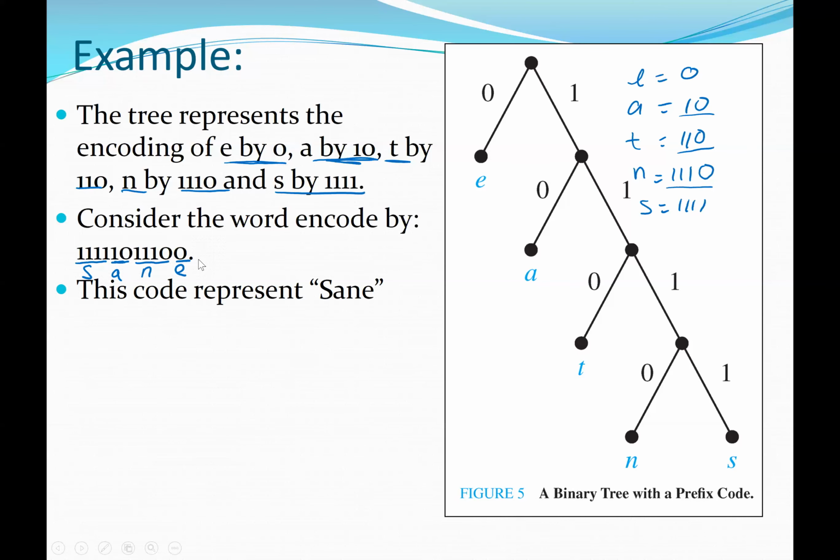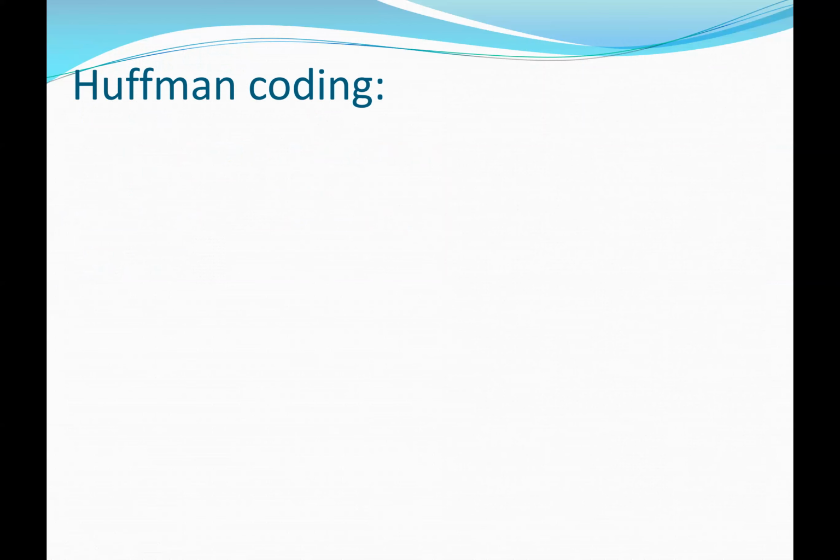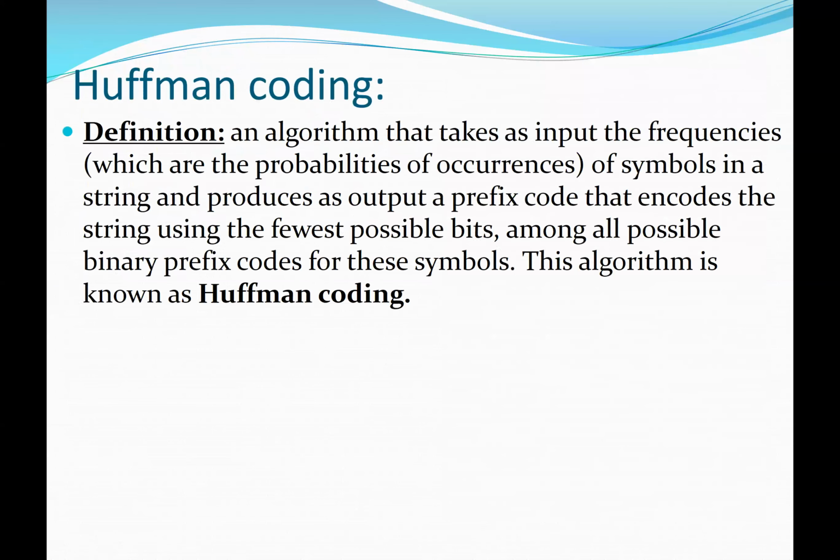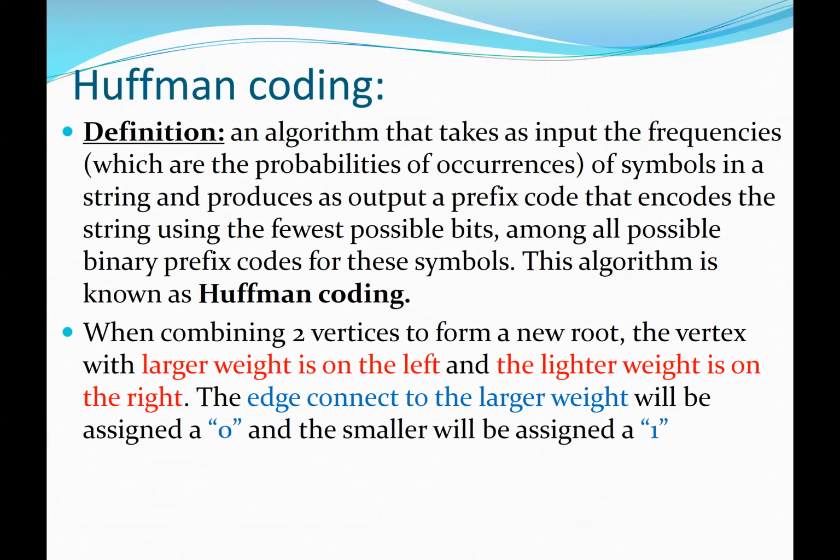Prefix coding, right? So one application of prefix coding is Huffman coding. Huffman coding uses probabilities: the input is a sequence of the probabilities of occurrence of the symbols in a string, and it produces as output a prefix code that encodes the string using the fewest possible bits among all possible binary prefix codes for these symbols. So this is considered Huffman coding. We're going to have a list of probabilities, and we need to build a Huffman graph based on this.